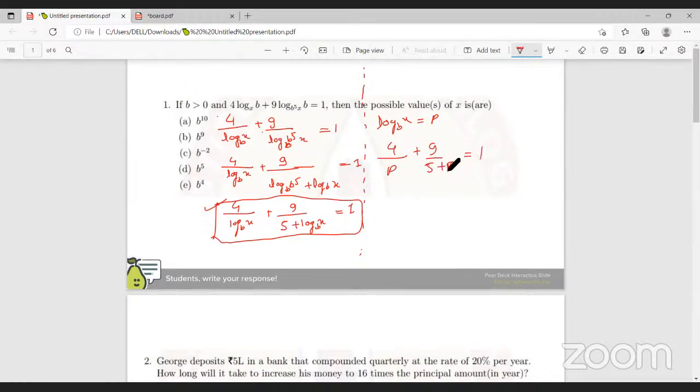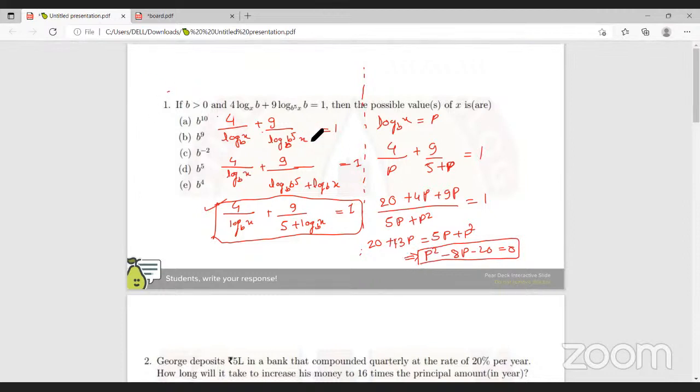Now just cross multiplication. That is (20 plus 4p plus 9p) upon (5p plus p square) equals 1. Now 20 plus 13p equals 5p plus p square. Right, now it will come to this side. What I will get: p square minus 8p minus 20 equals 0, right? Now you have to find the root of this equation.